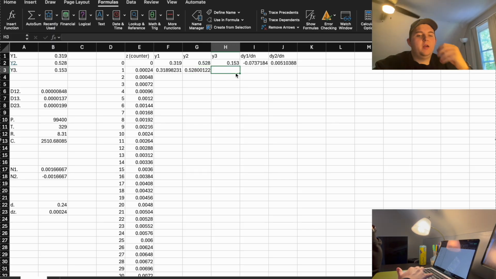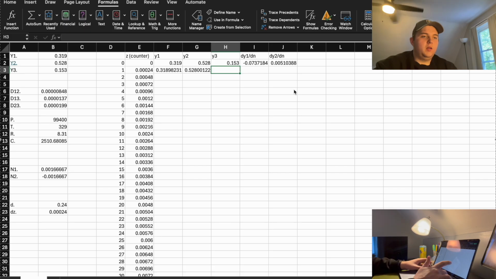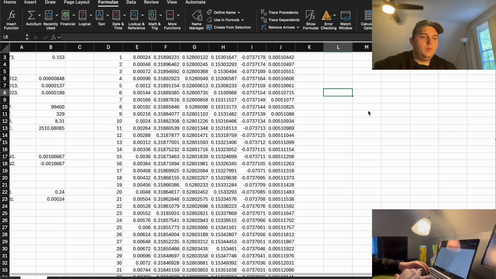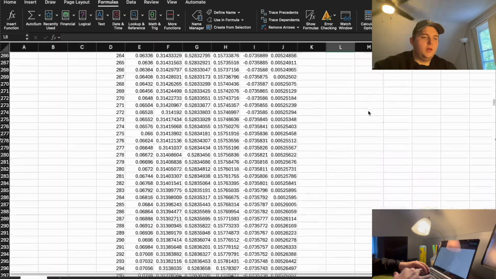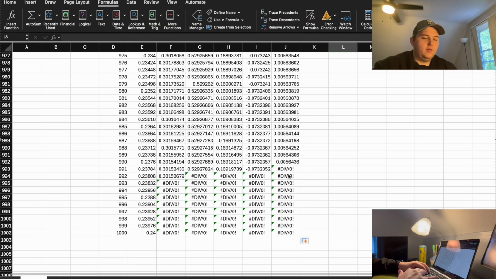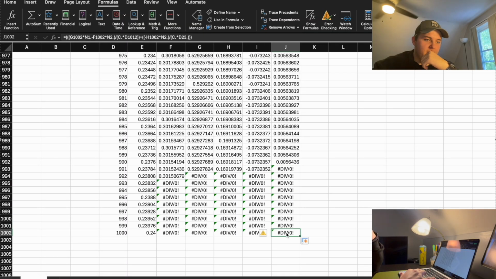And then our y3 is just going to be equal to 1 minus this cell minus this cell, and that's our length. And then we can just drag these down. Okay, good, they are changing. And then we're going to scroll down and see if it looks... Oop, we have an error down here for some reason, and I'm not too sure what it is.